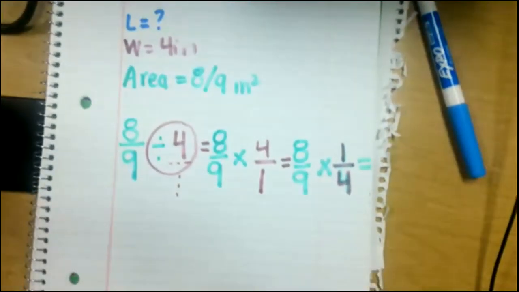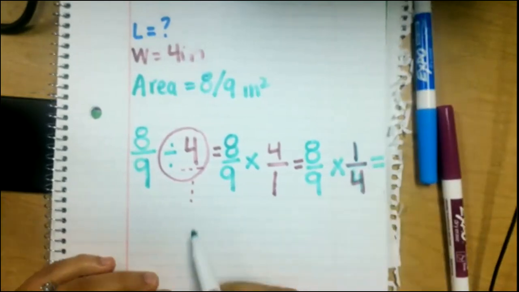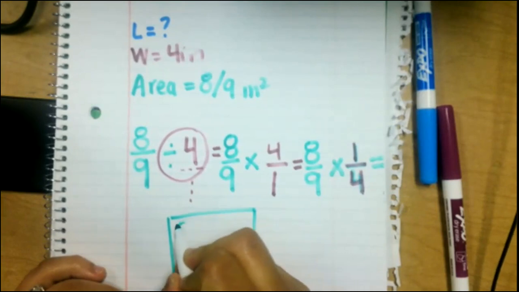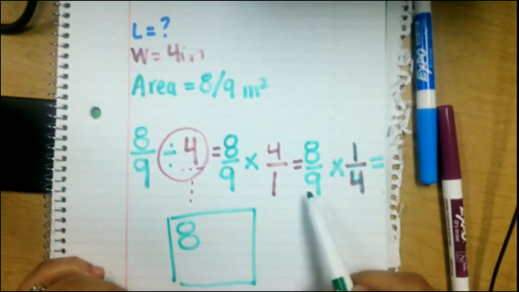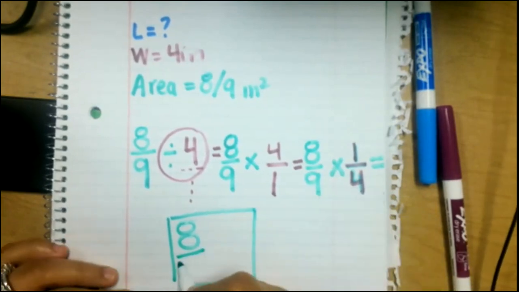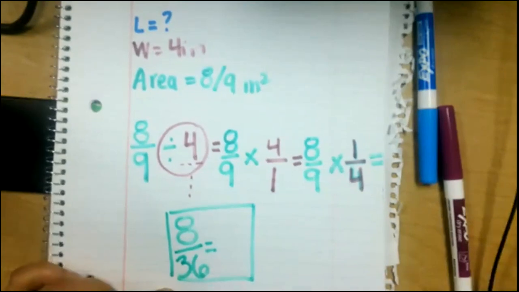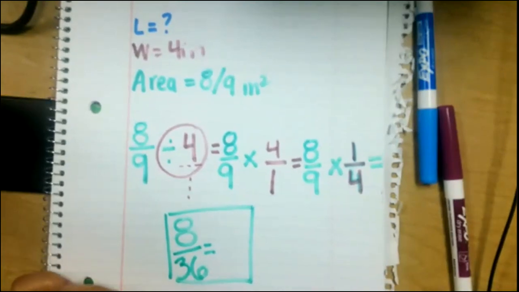Now 8 times 1, I'm going to put the answer here. 8 times 1 is 8. And 9 times 4 is 36. Can we simplify? Yes. All right. What can we simplify to?